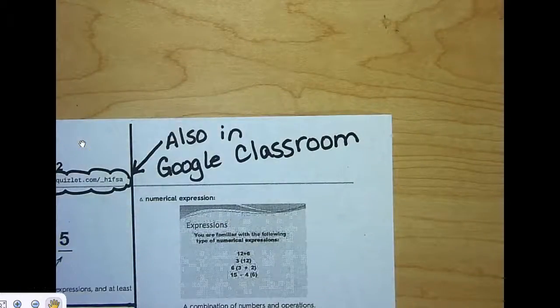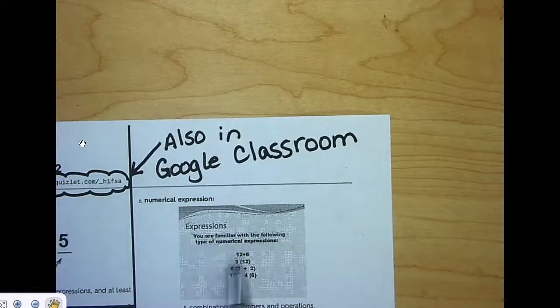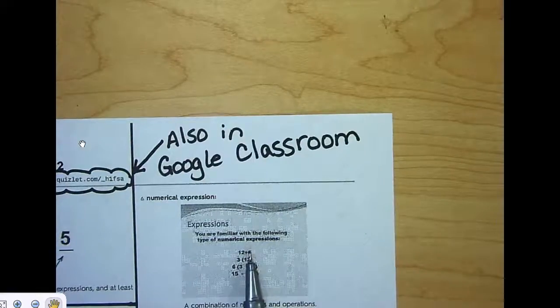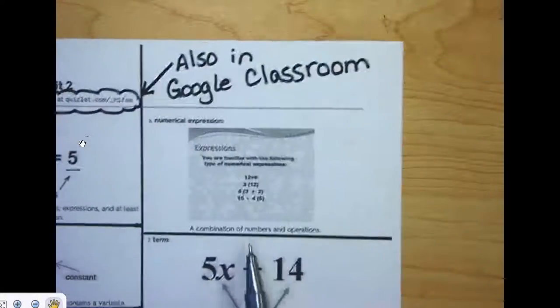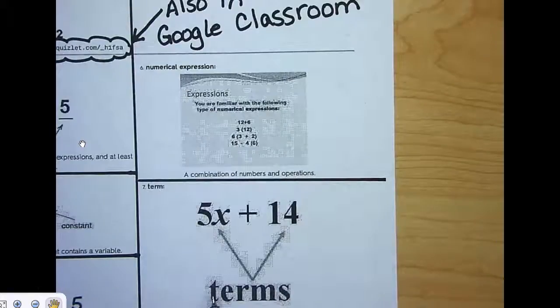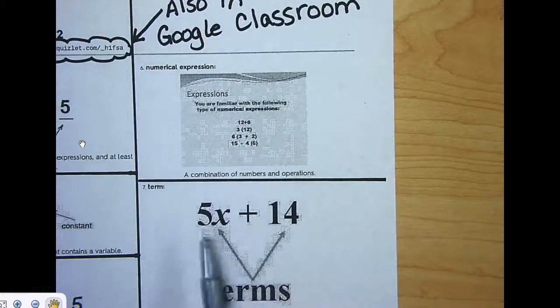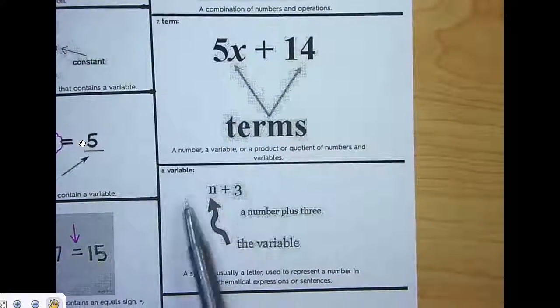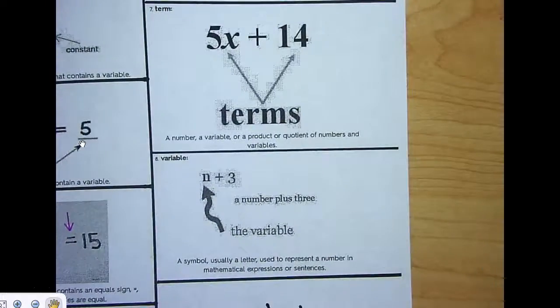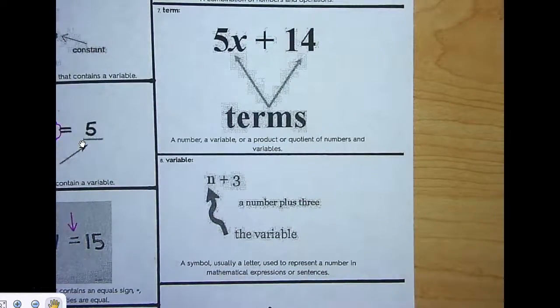A numerical expression. A numerical expression is just numbers added, subtracted, multiplied, or divided. It's different from an algebraic expression because an algebraic expression has variables. Numerical just has numbers. A term. A term is how many different things you have separated by a plus or minus. There are 2 terms in this expression. A variable. You all know what that is. A variable is a letter that represents an unknown number. And those are your 8 vocabulary words for this section.